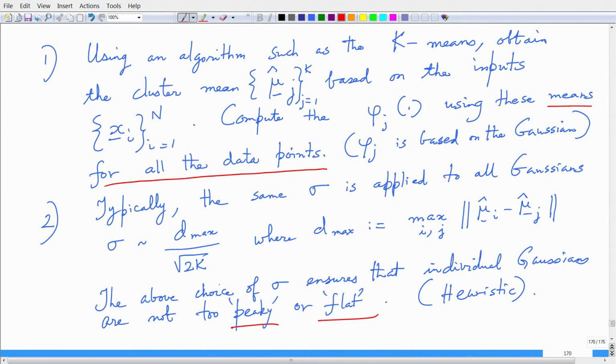Now, one of the questions is, how do we choose sigma for these Gaussian units? One way is to have a sigma j, that is for every cluster I have a mean and I have a variance, cluster variance, and I can compute that sigma j and I can apply it. But this can lead to a peaky or a flat Gaussian distribution, sometimes depending on the centers. One way to circumvent that is to choose a sigma that is the same for all the Gaussian units, and that can be based on d max upon root of 2 times k. This is a heuristic, it is an empirical rule.